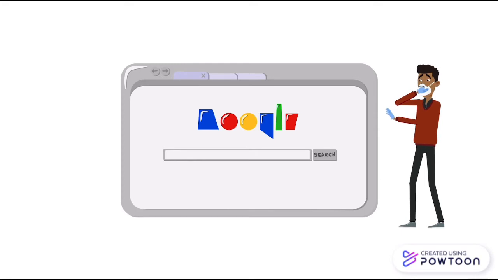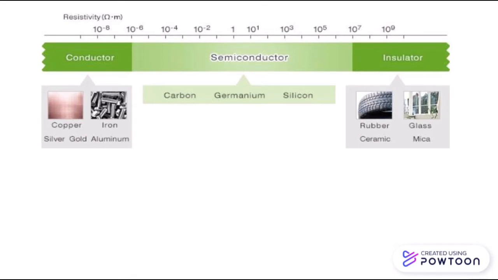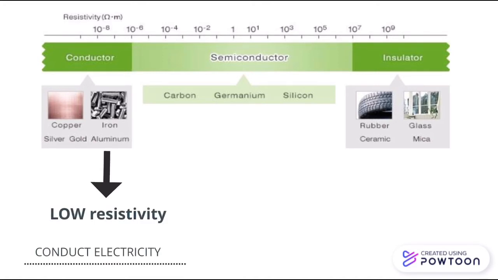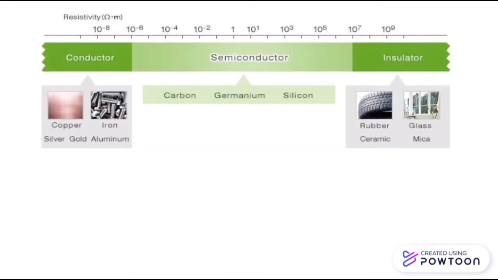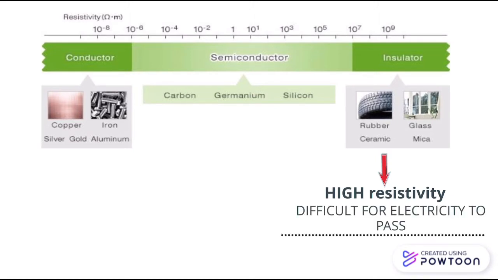The first dosimetric property is resistivity. Electrical properties of a semiconductor can be indicated by resistivity. Conductors such as gold, silver, and copper have low resistivity and can conduct electricity easily, while insulators such as rubber, glass, and ceramic have high resistivity and are difficult for electricity to pass through.